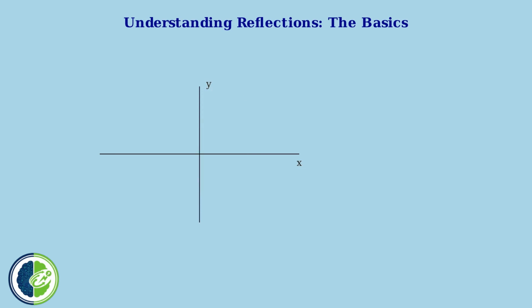Let's start with a simple example. Here we have a coordinate system with a point A at coordinates 2, 3. When we reflect this point over the x-axis, the x-axis becomes our line of reflection. This line acts like a mirror. The reflected point A' has coordinates 2, -3. Notice how the x-coordinate stays the same, but the y-coordinate changes sign.